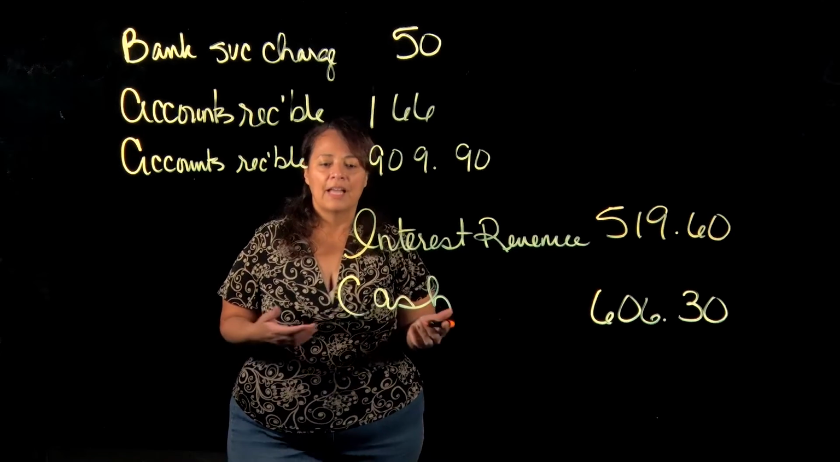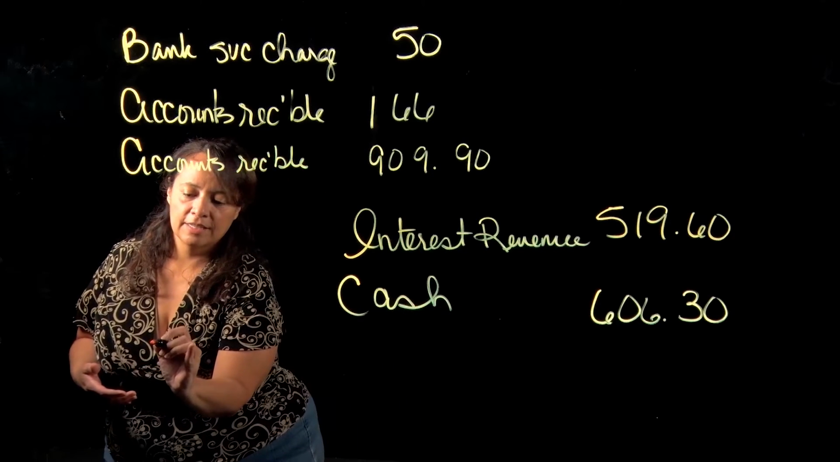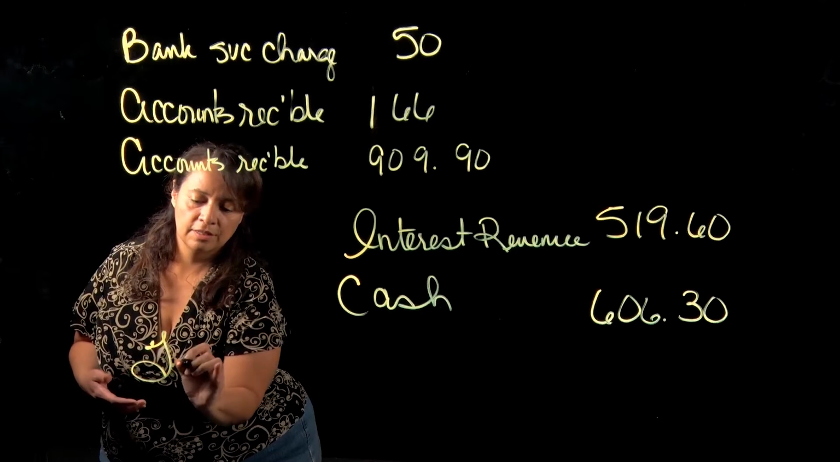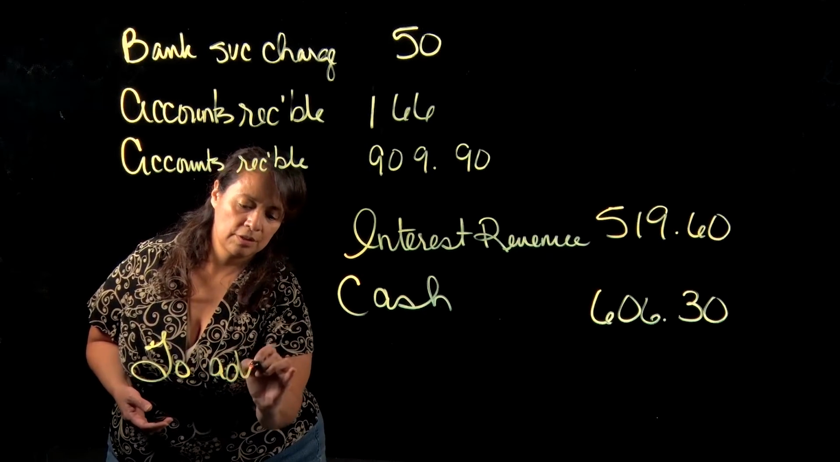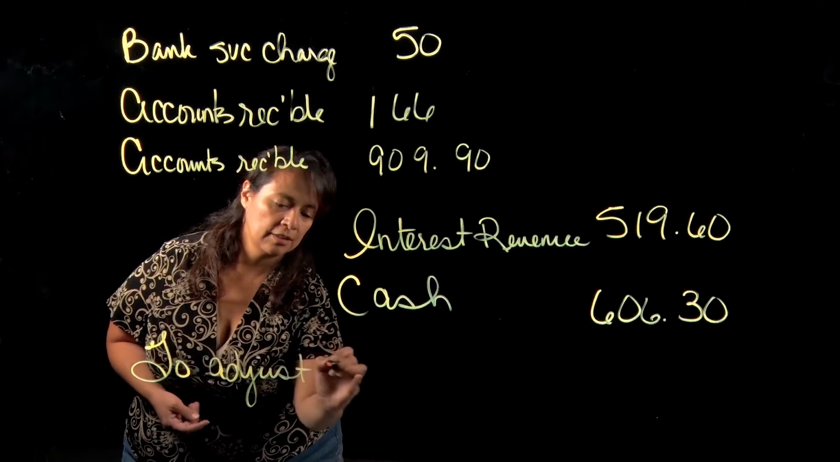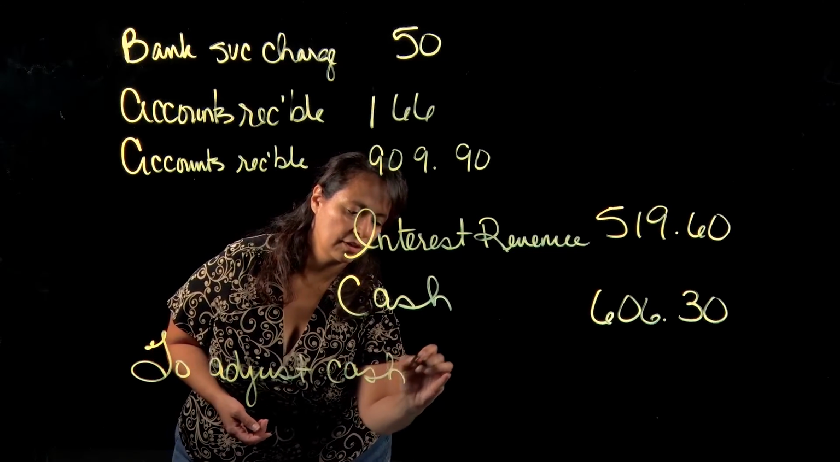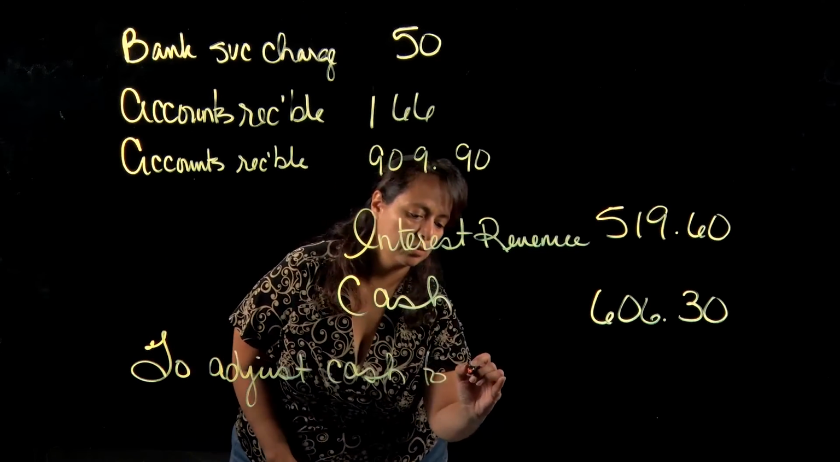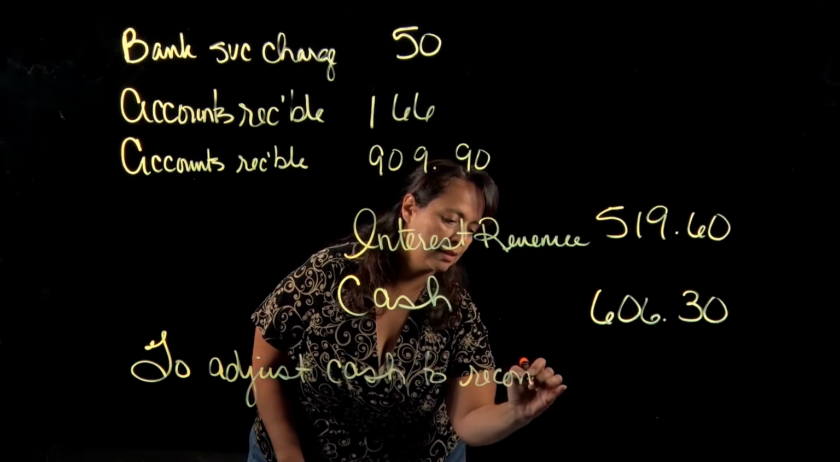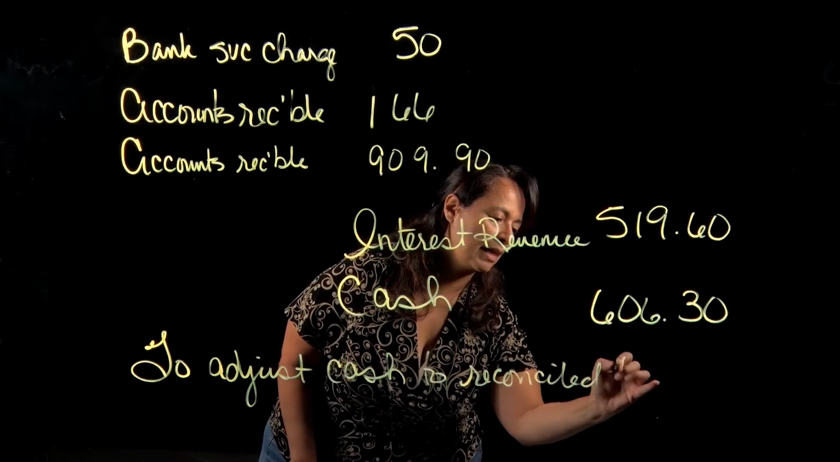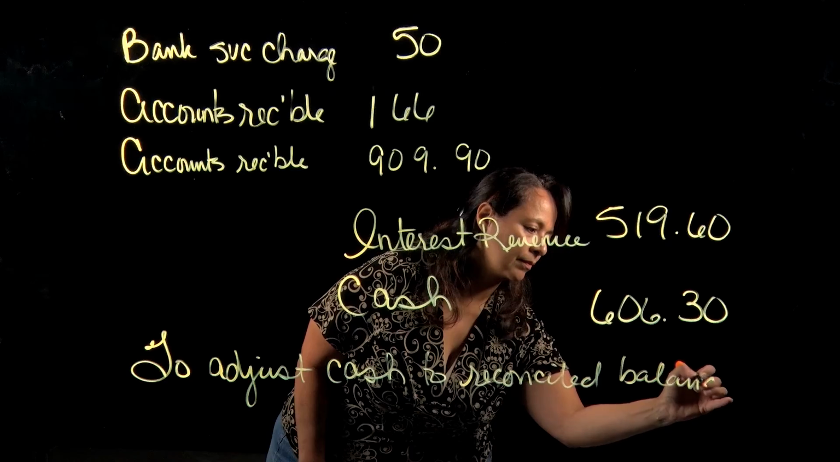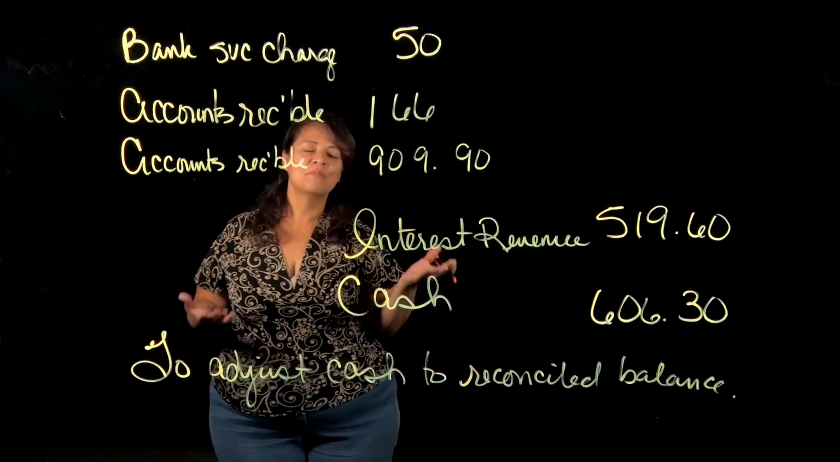All right, do our debits equal our credits? They should. And the last thing is our explanation to adjust cash to reconciled balance. There you go. Now you're done.